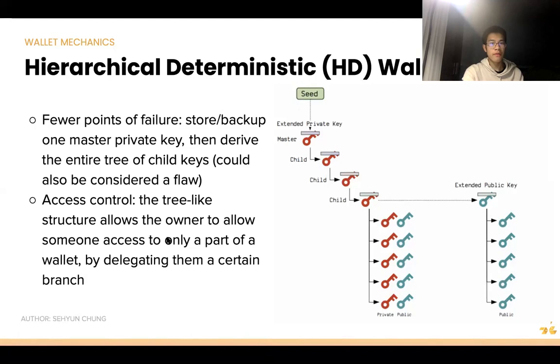That's good because there are fewer points of failure: you can store and back up one master private key and then derive an entire tree of child keys. So pretty much the only point of failure is your master key. You only need one key to open all your wallets. This is also good because even though the owner could have everything, if the owner wanted someone to only have one branch, let's say this branch, he could give him only this key and the guy would be able to access all of these, but not everything, because he doesn't have the master key.